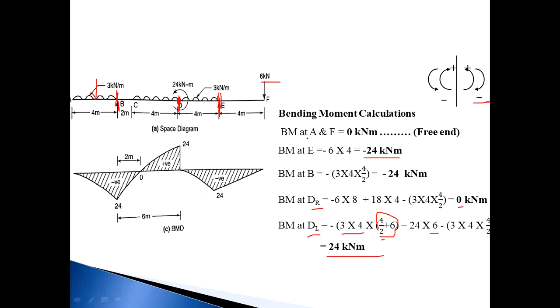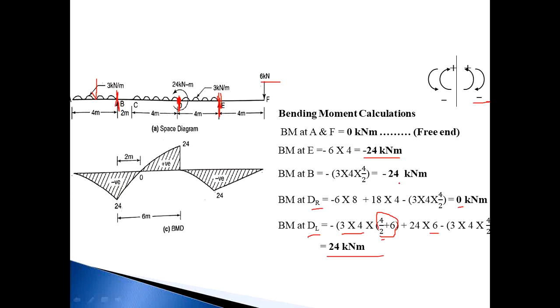First, the bending moment at A and F will be 0. So this is the 0, this is the 0. Bending moment at E is equal to minus 24. Minus means you should draw below the baseline. So minus 24 means that is a 24. You do not need to write minus 24. You just write 24 and plot the bottom side of the baseline.